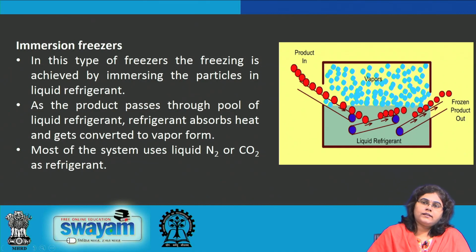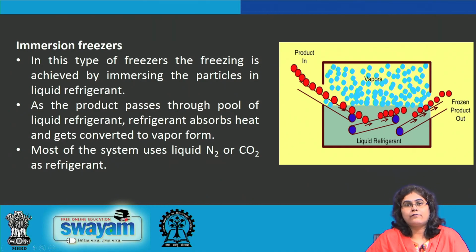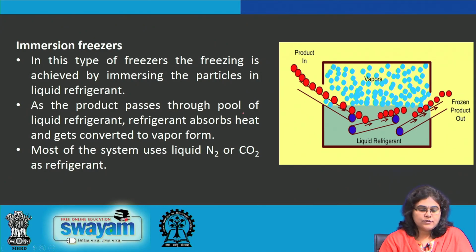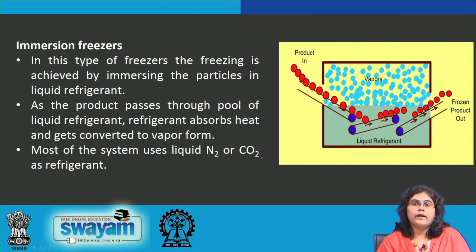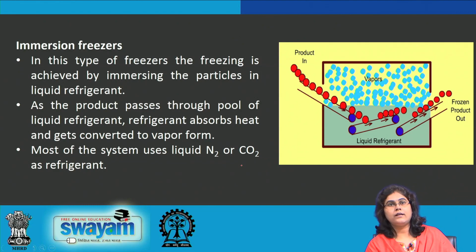Immersion freezers are another kind of direct contact freezer, where freezing is achieved by immersing the food materials in a liquid refrigerant. As the product passes through a pool of liquid refrigerant, the refrigerant absorbs heat and gets converted to vapor form. Most systems use liquid nitrogen or carbon dioxide as the refrigerant in immersion freezers.